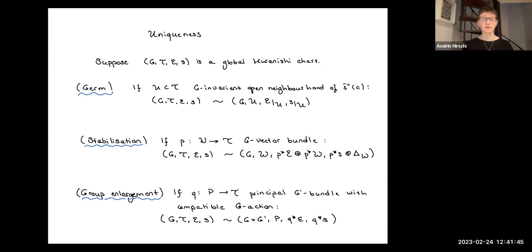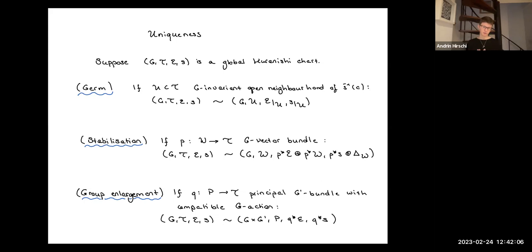You can also enlarge the covering group. So if we have a principal G prime bundle P over T, which admits a compatible G action, then we can replace our original global Kuranishi chart with a Kuranishi chart whose covering group is G cross G prime, and the thickening is P.